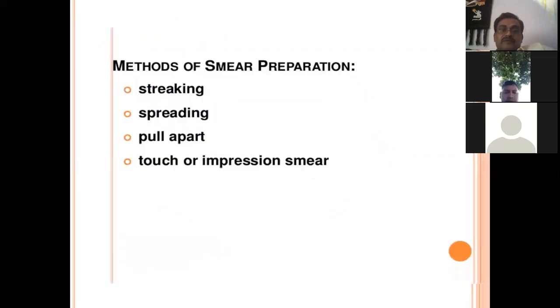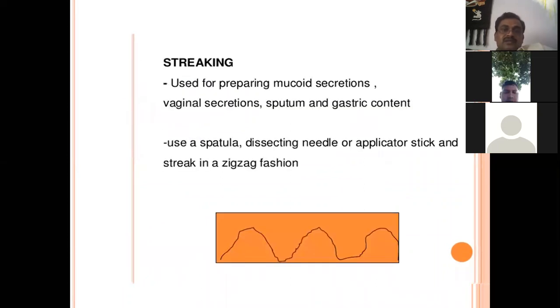Now, how to make a smear? You know how to make a smear. So at this time, streaking, spreading, pull apart, or touch or impression smear, slightly in brief. So what is streaking? Once you collect the sample by swabbing or brushing, take a slide and simply go on streaking like this on the slide. So it is very simple. And it is usually used for vaginal secretion, sputum, and gastric contents.